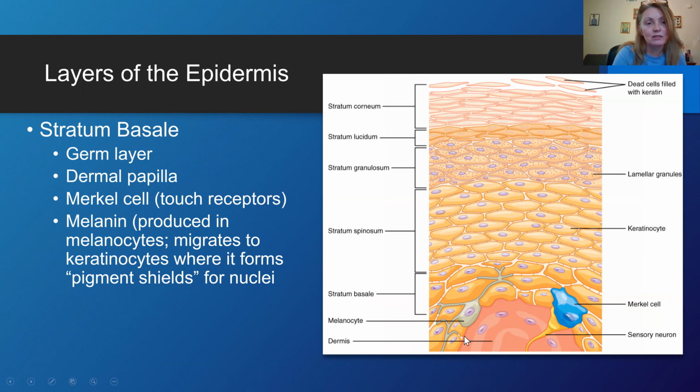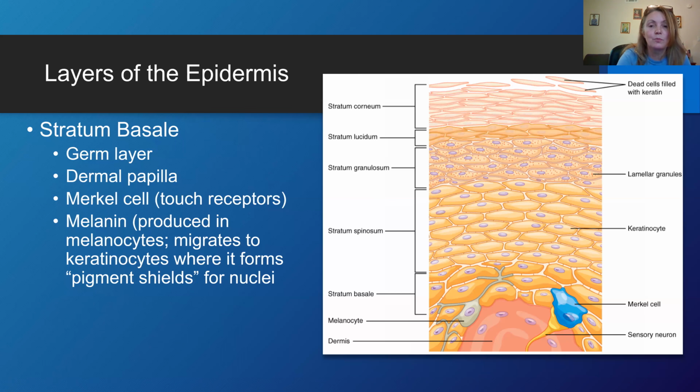But again, back to stratum basale, it's a germ layer. We have dermal papillae. That's a dermal papilla, and right on the top of it, you will find touch receptors in the stratum basale. The old name is Merkel cell, so you can just call them touch receptors. Also, you will find cells called melanocytes. So this is a Merkel cell, this is a sensory neuron, but here are the cells that represent melanocytes.